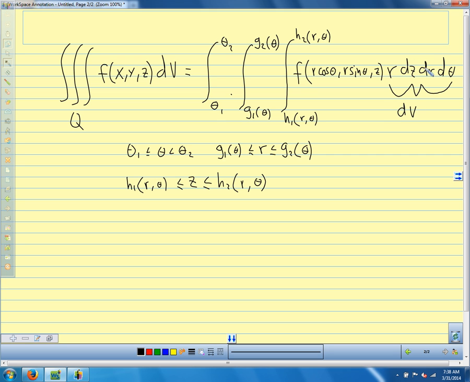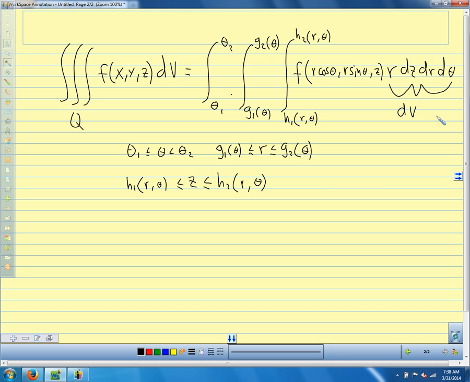So just like with triple integrals, we have 6 possible orders of integration. Any permutation of dz, dr, d theta would give us a different order of integration. So, questions on our setup here?